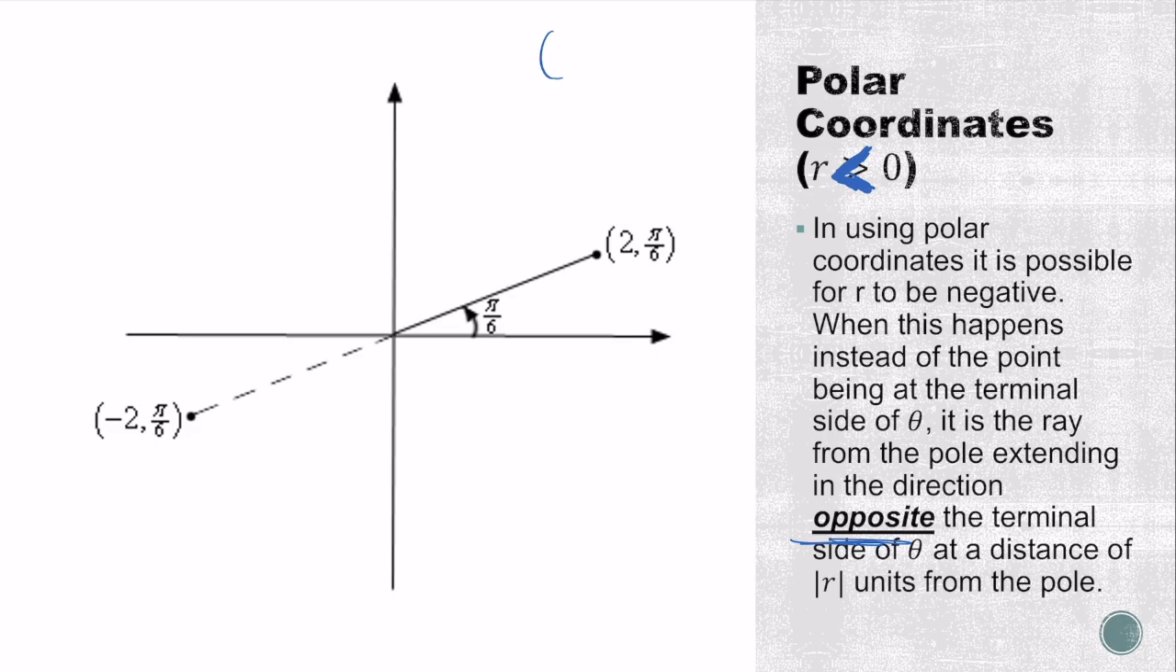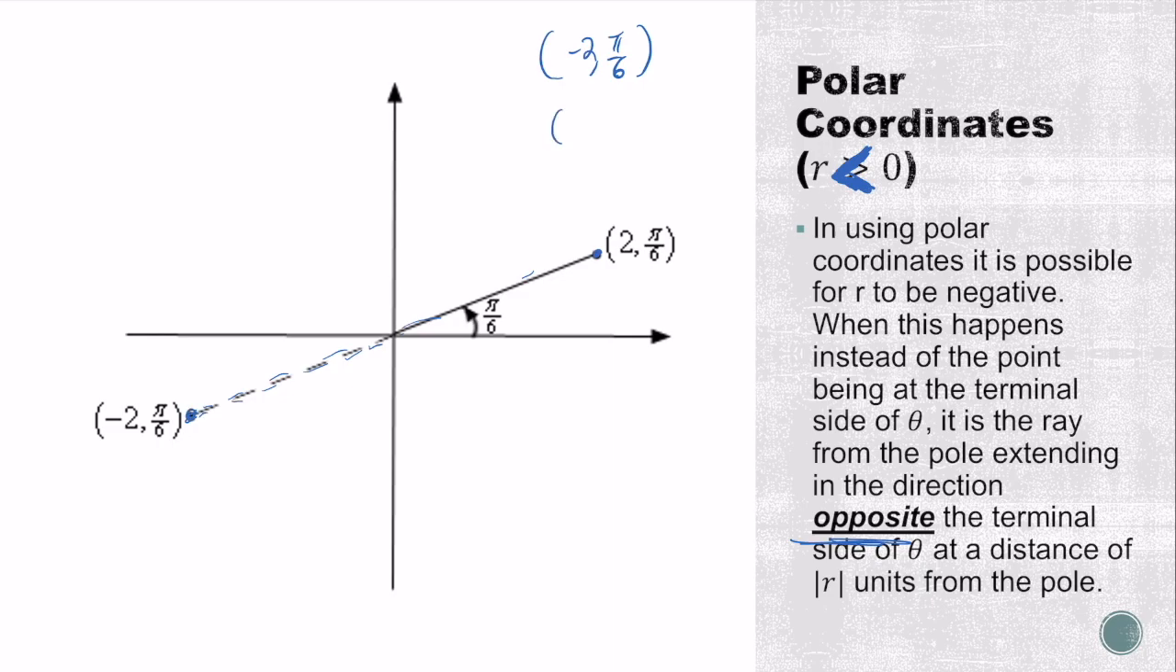So if I wanted to plot negative 2, pi over 6, I would go to 2, pi over 6, and then I would reflect it across the x-axis. So no, I wouldn't reflect it across the x-axis. I go the opposite direction of the ray.